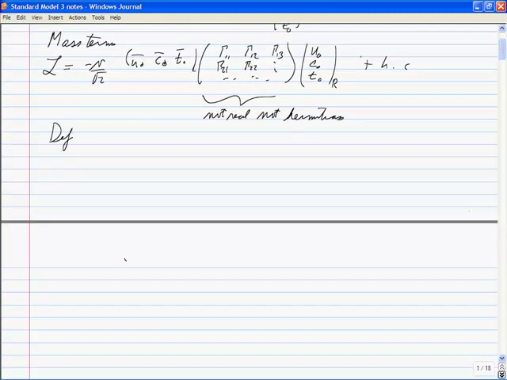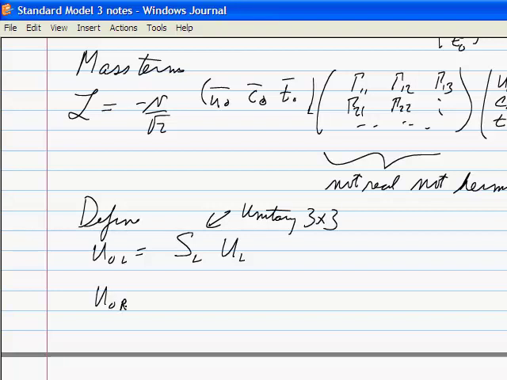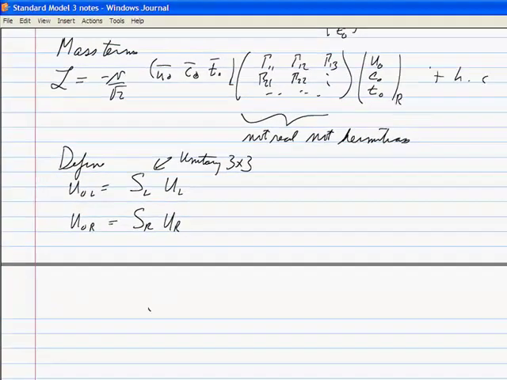So we're going to define these u0 left, it's some S left, u left. This is going to be a unitary 3 by 3 matrix. Likewise the rights. And we then have twice as much freedom in diagonalizing this, and that allows us to do it.